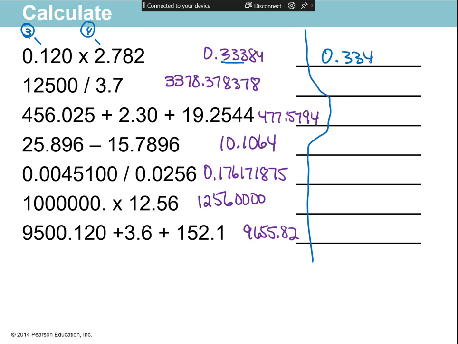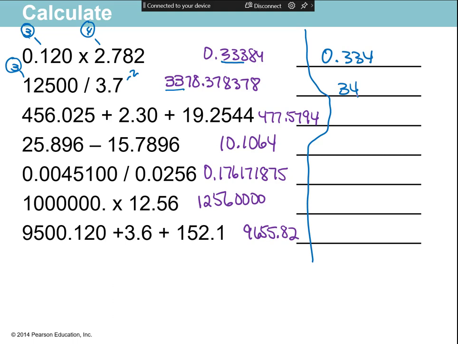Okay. Second one, I got to do the same thing. So 12,500, how many significant figures? 3, because there's no decimal place. That's the 1, 2, and 5. But 3.7 is 2. So that means my answer can only have 2. So starting from the left, again, the two 3s are my significant figures. Next number's a 7, so that's going to do what?